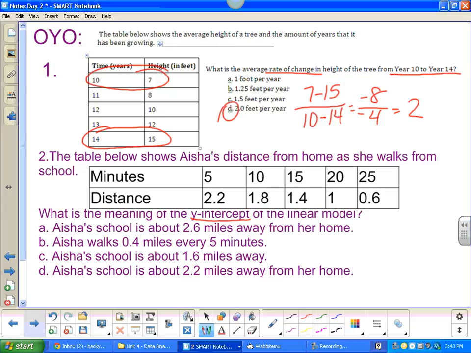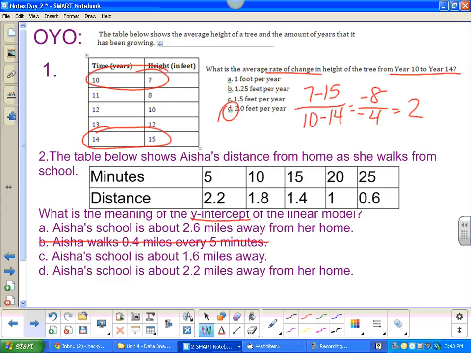So Aisha's school is about 2.6 miles away from her home. That's a correct verbiage for a sentence. I don't know if that number's right. But I know it's not B because B says that she walks 4/10 of a mile every 5 minutes. That's a slope kind of statement. Aisha's school is about 1.6 miles away. That would be fine. Again, I just don't know about the number. And then Aisha's school is about 2.2 miles away from home. So A, C, and D are all structured correctly for a y-intercept question.